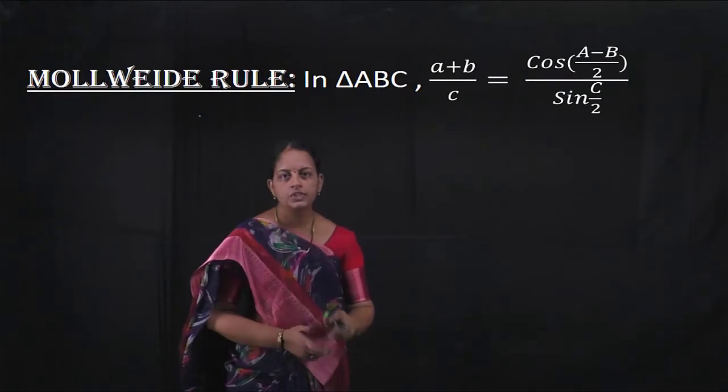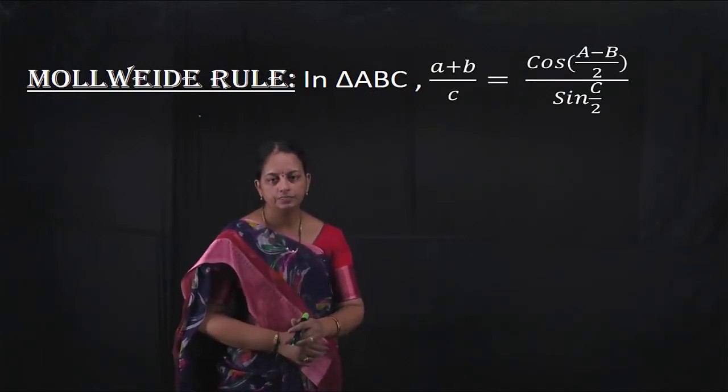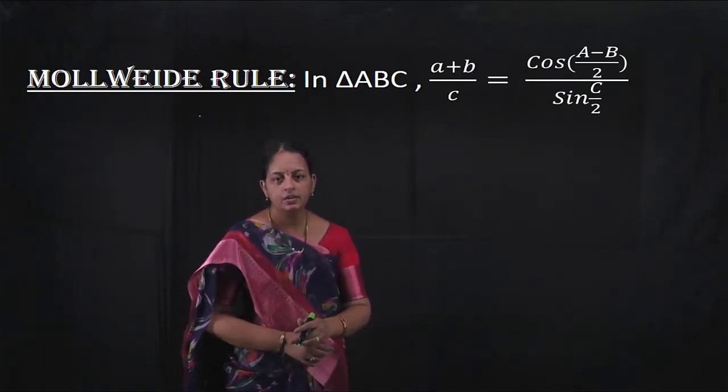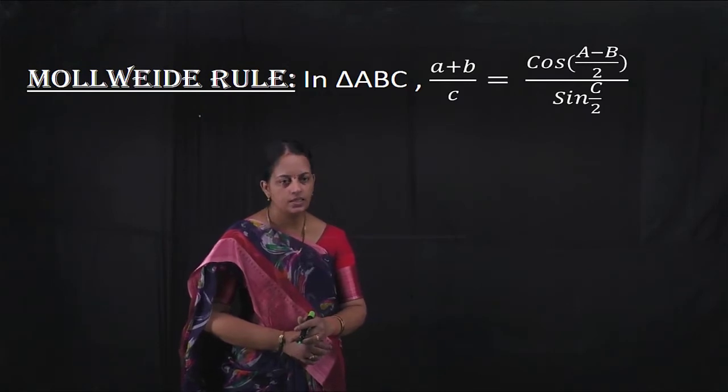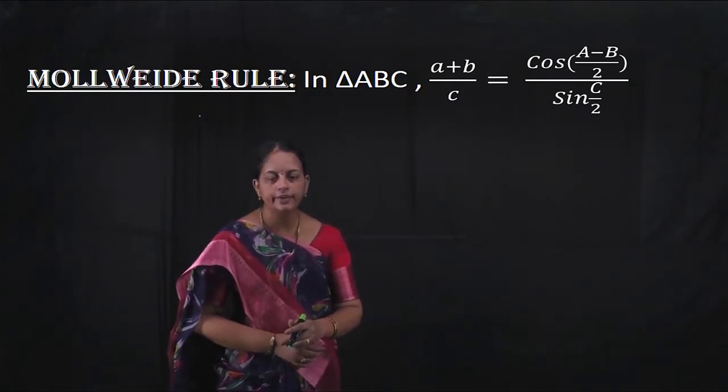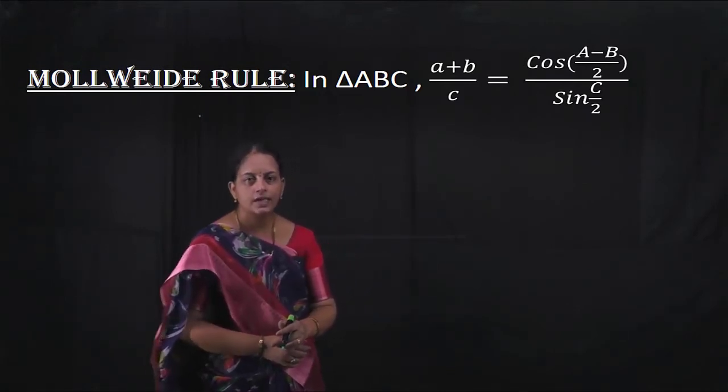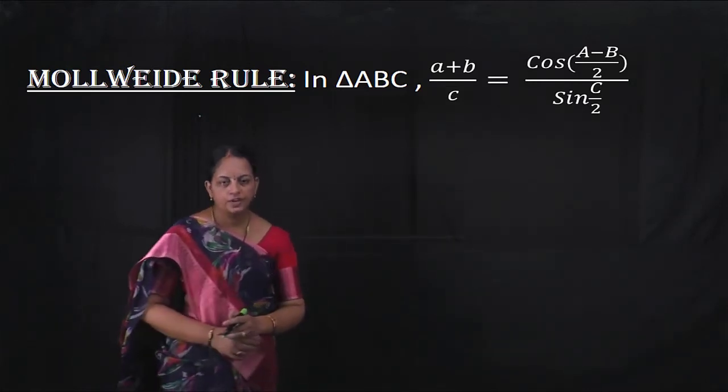Okay. Next theorem is Mollweide's rule. In triangle ABC, (a+b)/c is equal to cos of (A−B)/2 by sin C/2. Let us see the proof of this theorem.